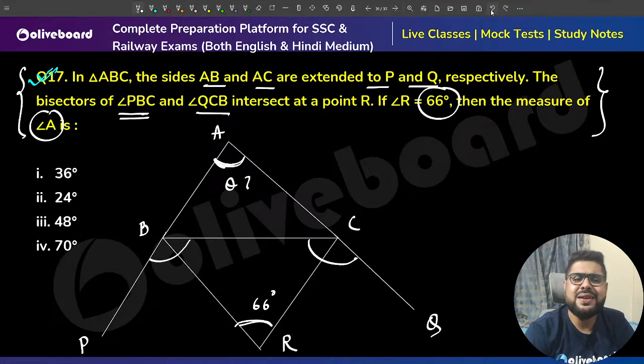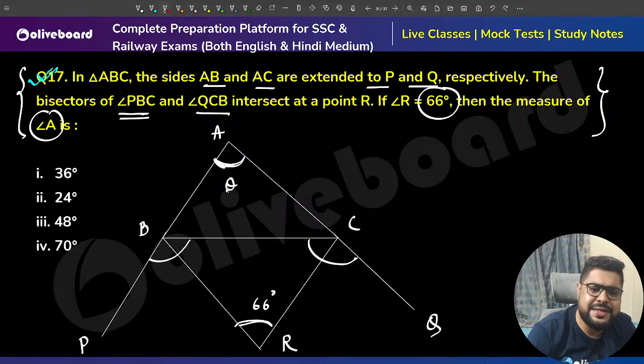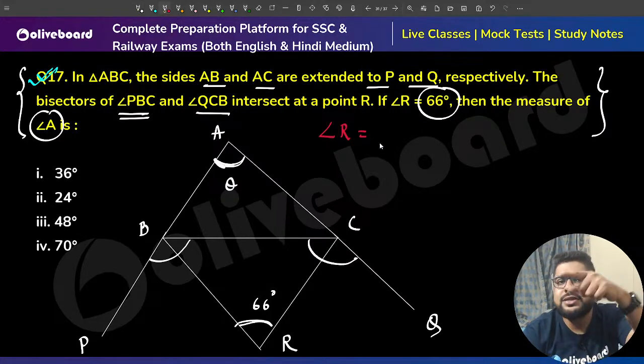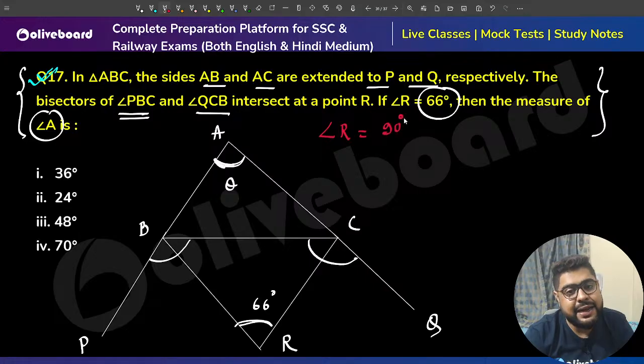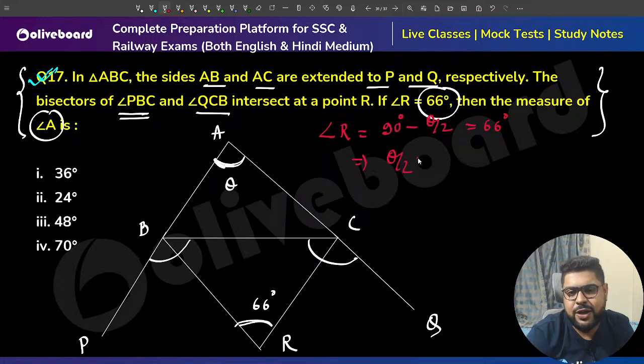They'll say no worries. If this angle is theta, then angle R, since it is outside the triangle, is 90 degrees minus theta divided by 2. And this R is given as 66 degrees. So theta by 2 is 90 minus 66, so that will be 24 degrees. So theta will be 48 degrees.